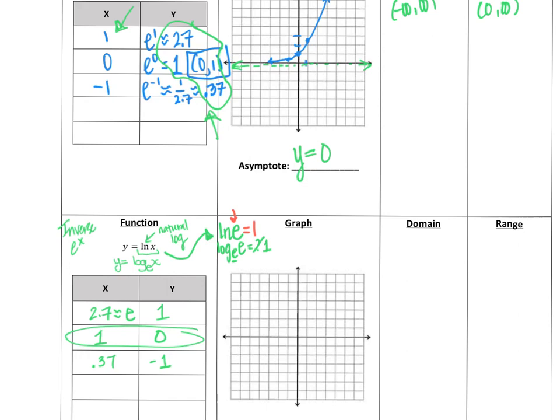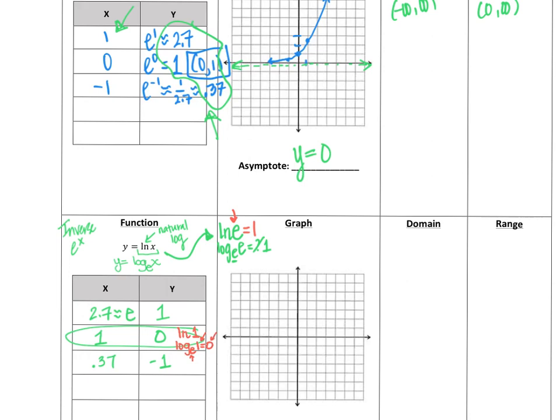Similarly, if we're looking at the next one down here, we have natural log of 1. That's just looking at log with the base e of 1. So remember that's saying e to what power makes 1. That would have to be a 0. So you input 1, output 0.